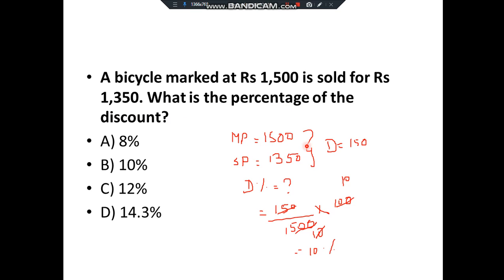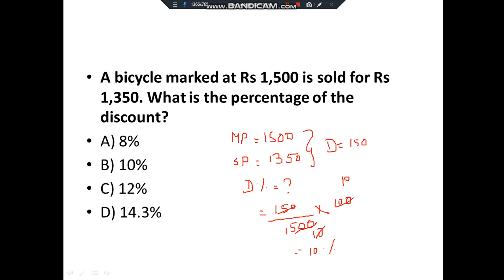Market price minus selling price, you get the discount value. So discount percentage is nothing but discount value out of the market price 1500. So 150 by 1500 into 100, which means we'll have to calculate it for 100, or in other terms, discount by market price into 100. Okay, so you get 10% on cancelling.